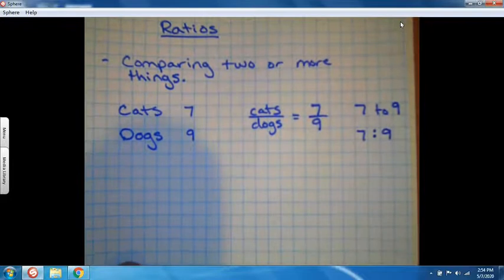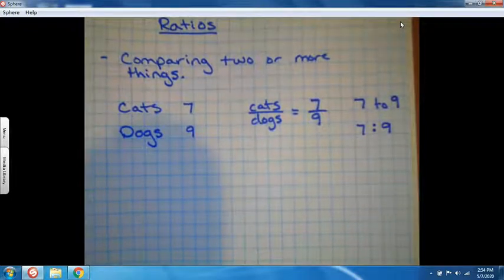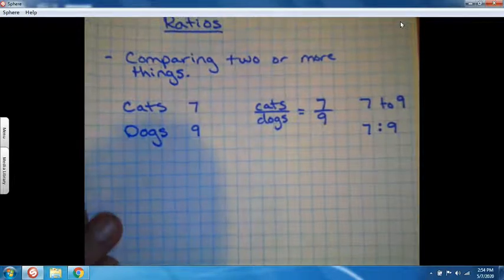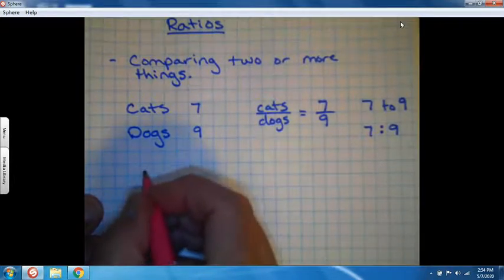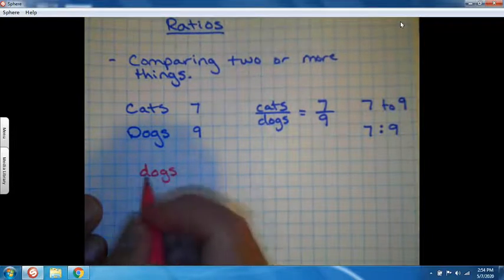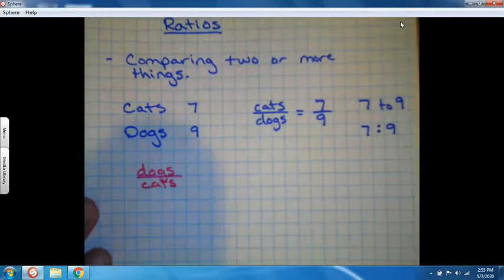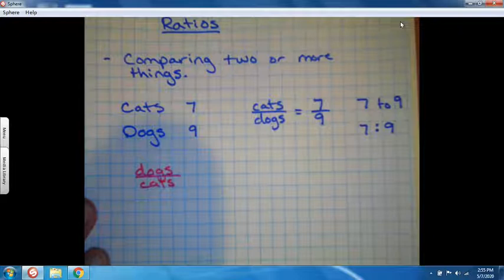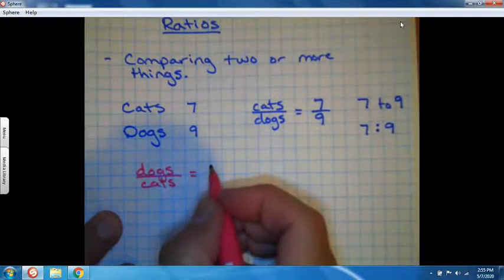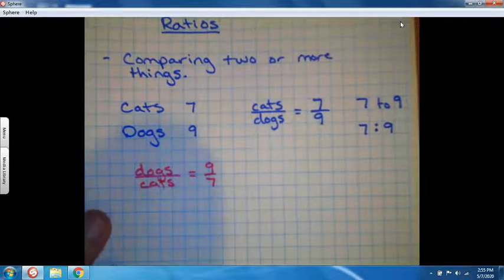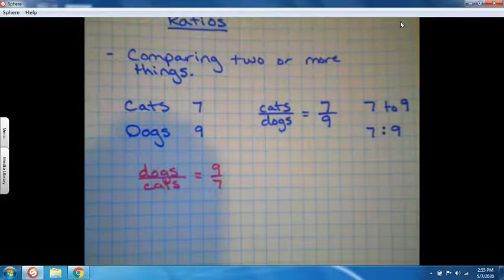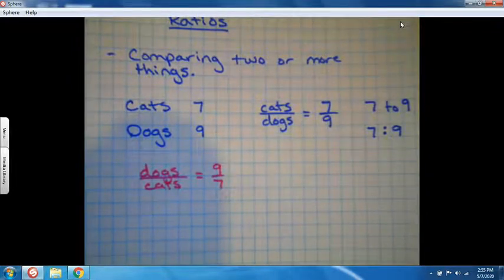Now, I'm going to ask a harder question. Using the same things that we're comparing, how about dogs to cats? Wouldn't we just flip those numbers over? Yeah, we would. So 9 dogs, 7 cats. So it doesn't matter as long as you are keeping it consistent. You can't just flip the numbers randomly.